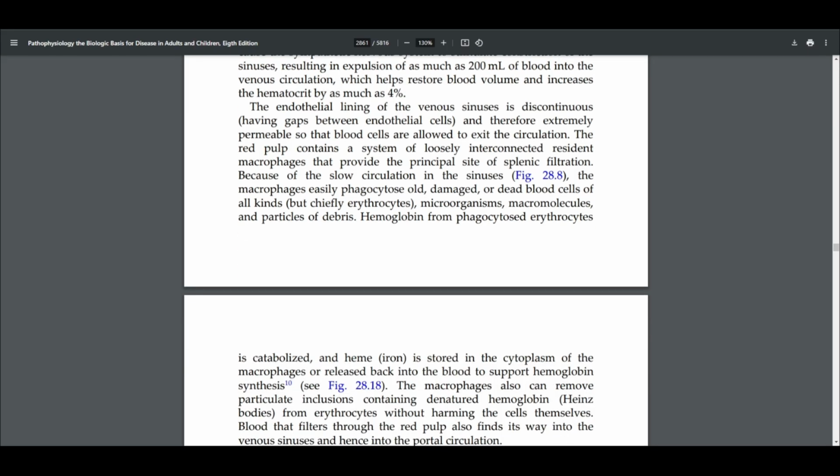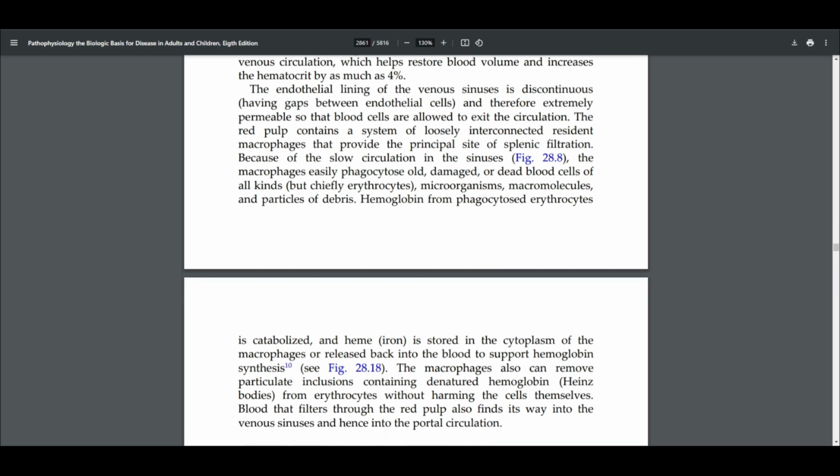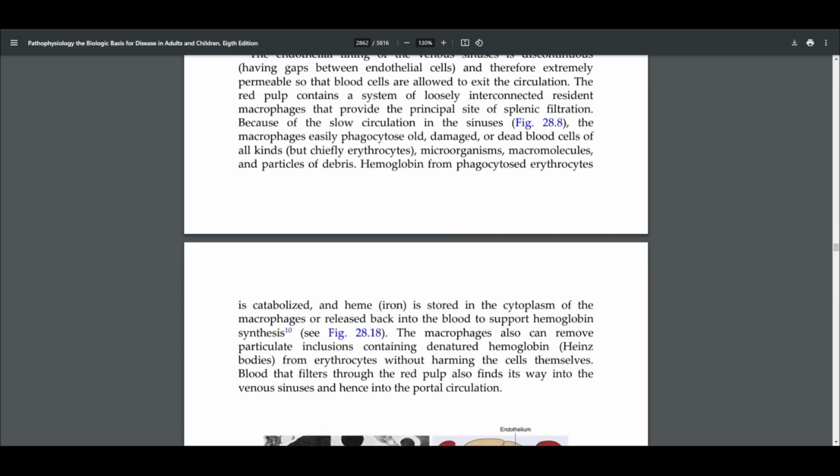The endothelial lining of the venous sinuses is discontinuous and therefore extremely permeable, so that blood cells are allowed to exit the circulation. The red pulp contains a system of loosely interconnected resident macrophages that provide the principal site of splenic filtration. Because of the slow circulation in the sinuses, the macrophages easily phagocytize old, damaged, and dead blood cells of all kinds, microorganisms, macromolecules, and particles of debris.